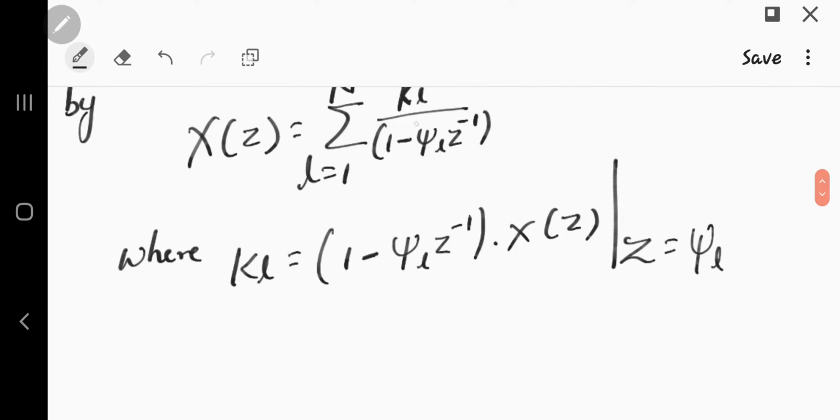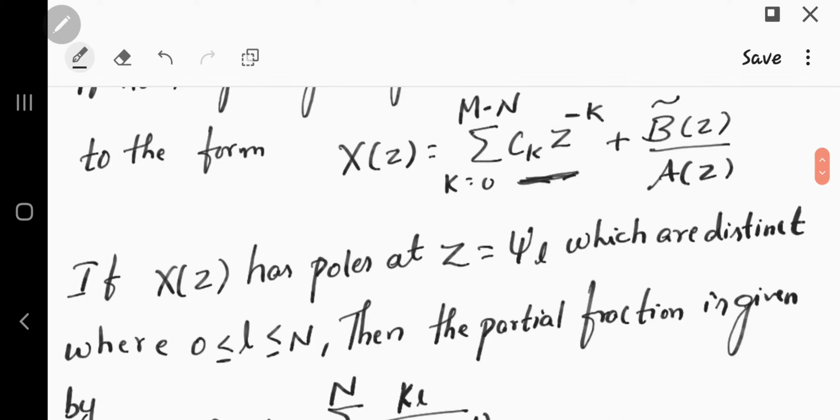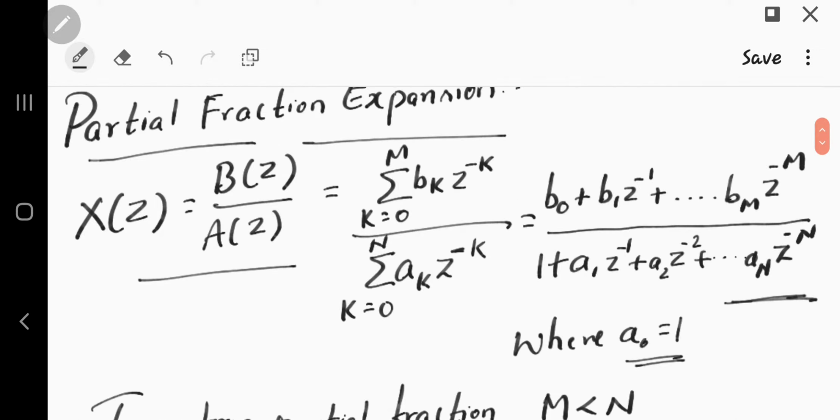Now whatever denominator k1 has, that will be written here and multiplied by x of z, and z will take the value of psi L. That means whatever value you have for z inverse, that value will be applied to z here. Now substituting that value for z and simplifying, you will get the unknown value, whether it is k1, k2 and so on. Now to understand these concepts, we'll take an example and apply this, and let's see how we are going to get the end result.